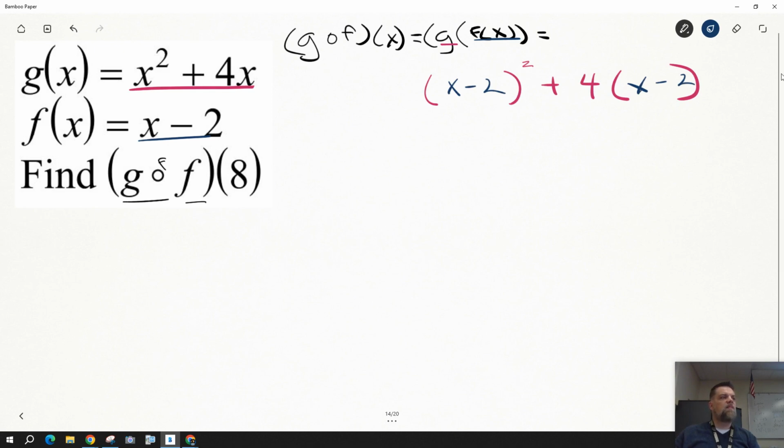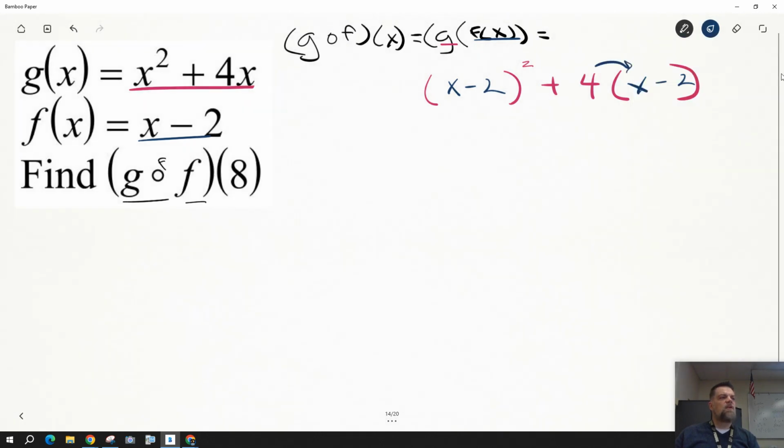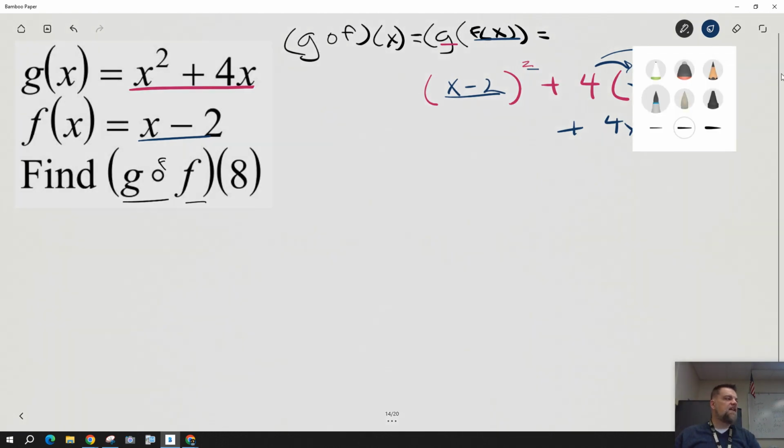Now we'll have to come back to this in a second. In other words, when I multiply this through, what's 4 times x? Well, it's a positive 4x. What's 4 times negative 2? Negative 8, right? What's this stuff squared? Well, we got to do that over to the side.